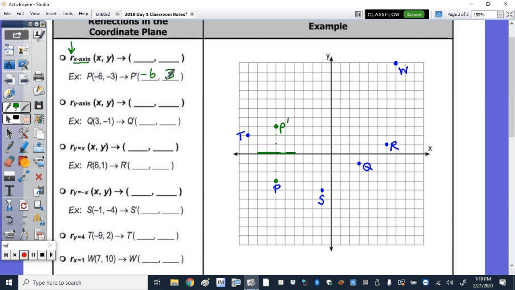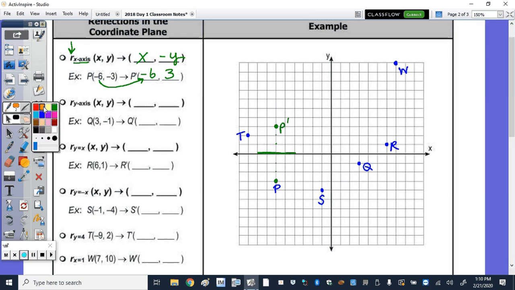So there are rules you can memorize, but I don't memorize any of the rules because I just graph it on graph paper. So we see the x stays the same, so the rule becomes (x, y) becomes (x, ...), and then we change the sign of the y or negate it. So that becomes negative y.